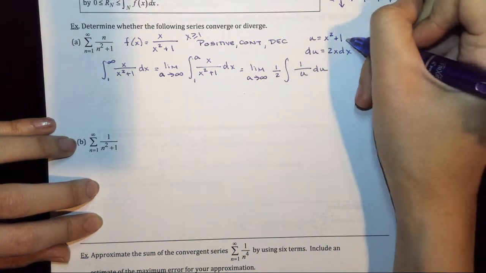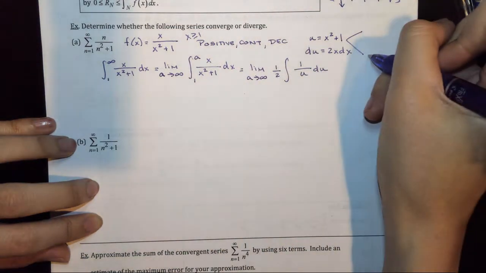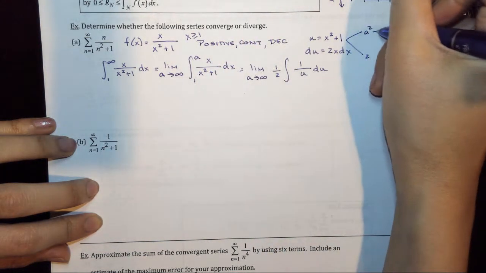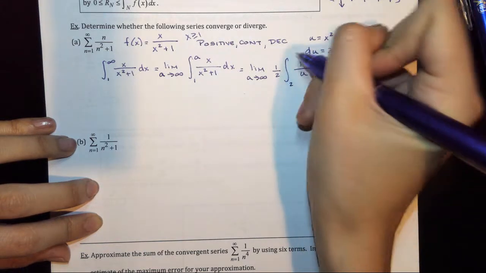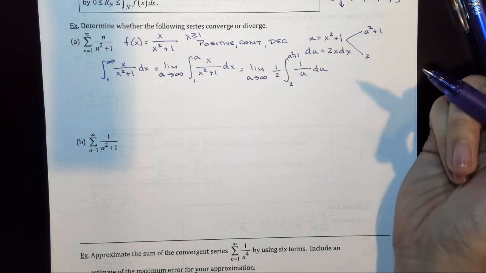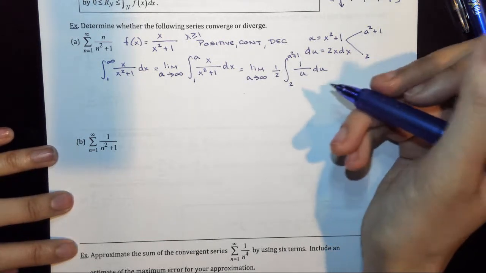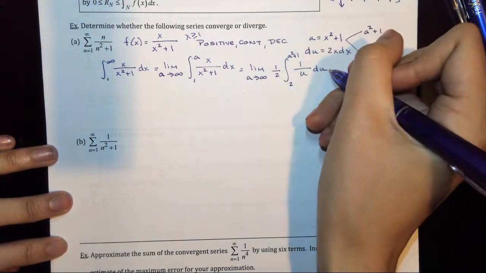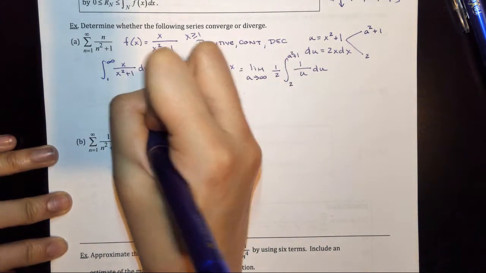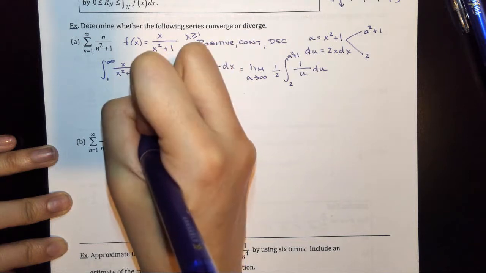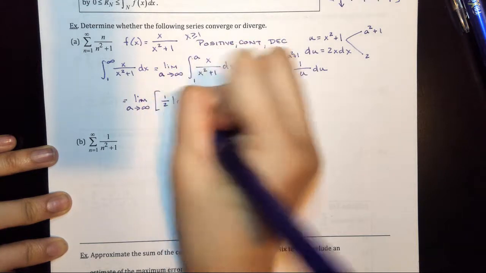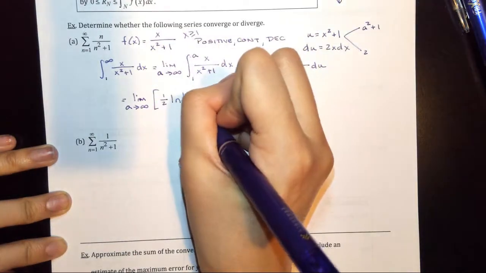And I'm going to change my bounds now. So if I plug in 1, I get 1 squared plus 1, which is 2. And if I plug in a, I get a squared plus 1. So my bounds are now 2 to a squared plus 1. I don't go back to x because I changed my bounds to u values. So let's evaluate this integral. The integral of 1 over u is natural log. Let's plug in the top bound.